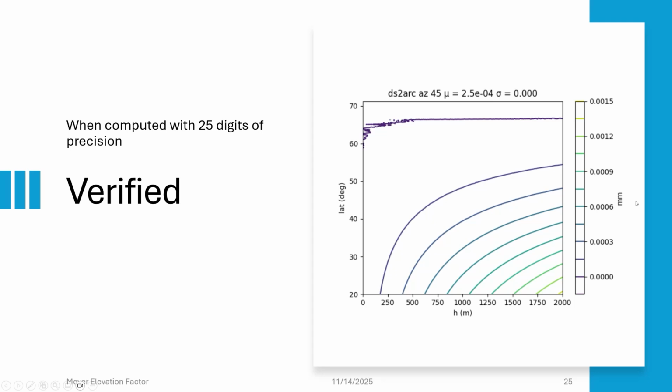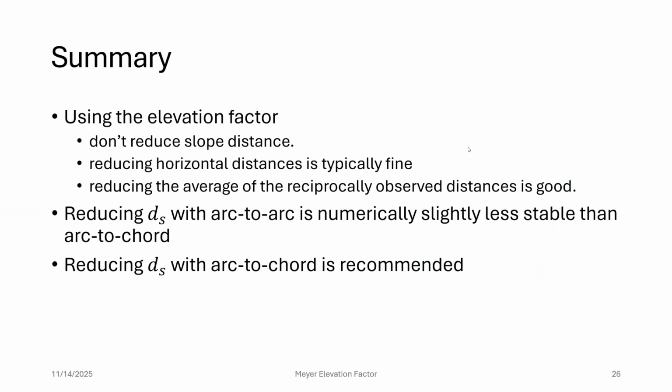There's a little bit of noise on the ISO line for 0. But the rest of it cleaned up nicely. So absolutely, that was the problem. All right, well, in summary, when we're reducing with the elevation factor, my advice is don't reduce the slope distance, full stop. It's error prone and there's better ways to do it.